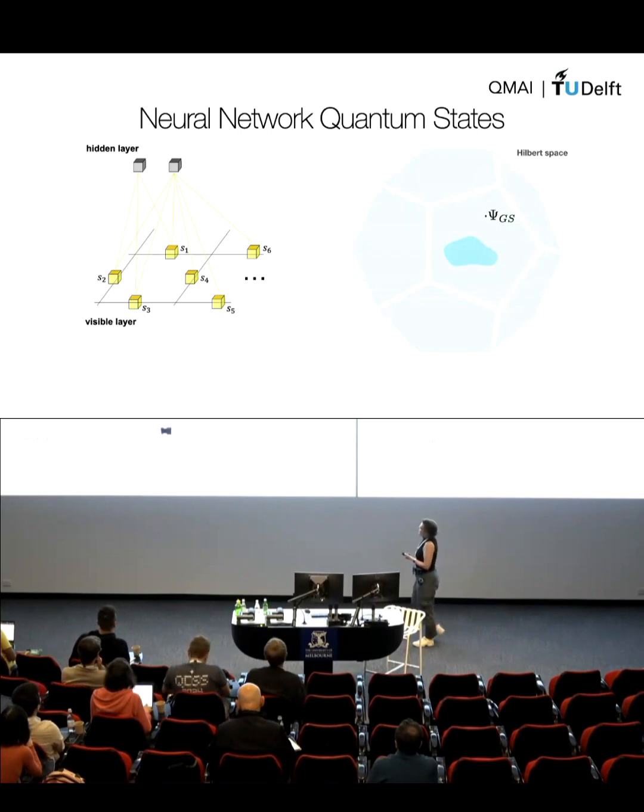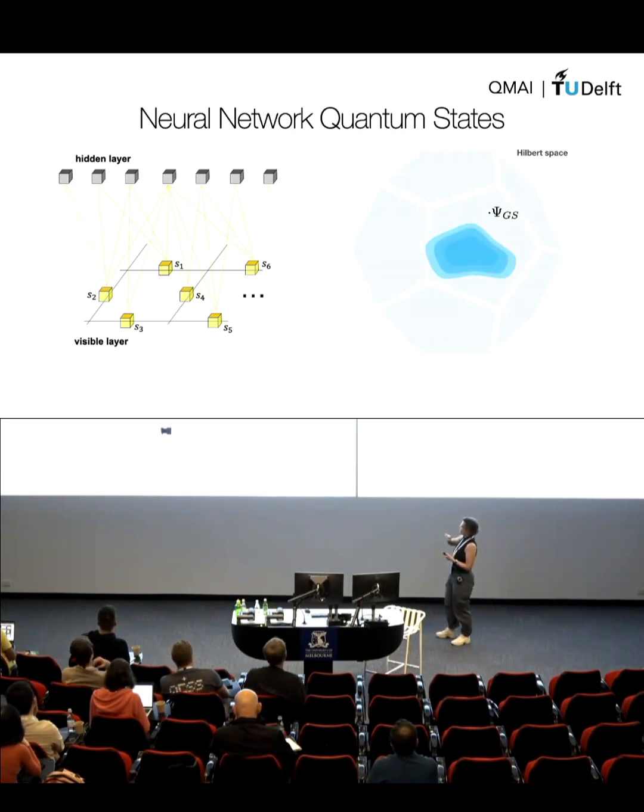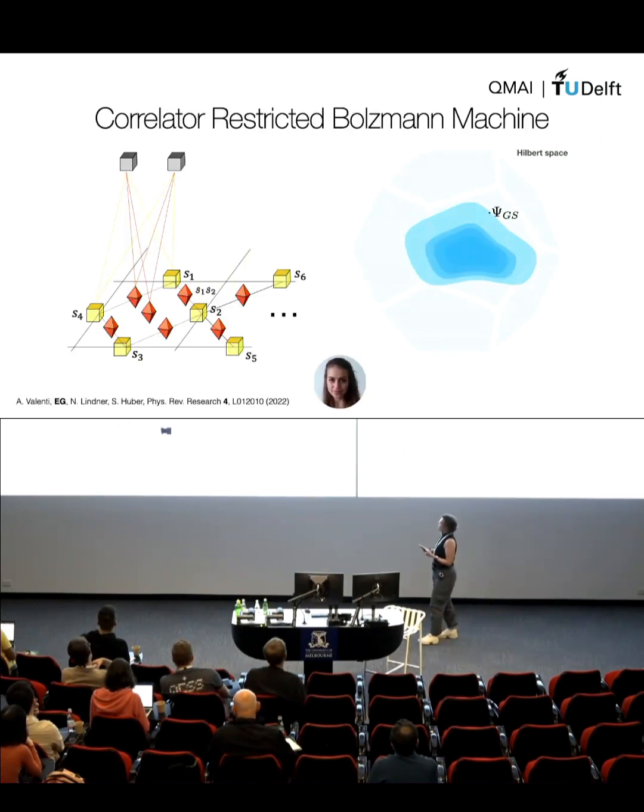And then it's the same story. I have my ground state somewhere. The potential of this structure to parameterize some part of the Hilbert space goes like this. And then I can, for example, add more neurons in the layers, and I increase the blue blob more and more. Or I can use different tricks, like creating new neurons that reflect the correlation structure of my Hamiltonian.